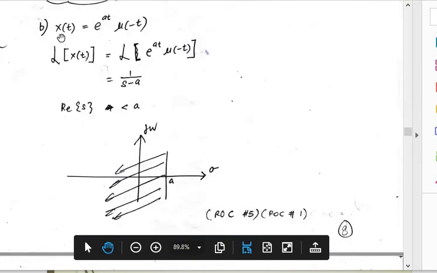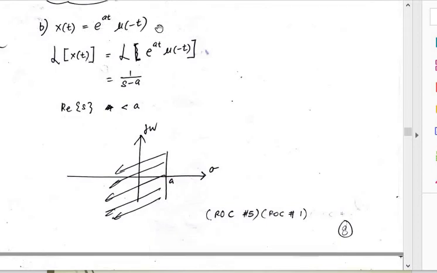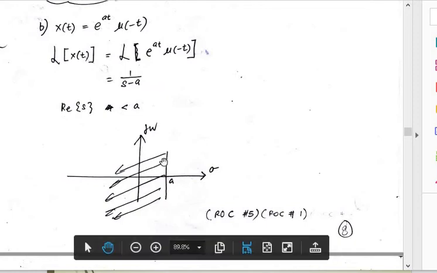Another example is x(t) equal to e^(at)u(-t). This is for the left-hand side, right? You see the negative t for the left side. So X(s) is 1 over s minus a. But for the ROC, you won't go to the right-hand side because it's u(-t). So it will go to the left-hand side, parallel to the j omega axis. This one is ROC 1 and 5. Later we go to ROC 5 and see what that is.